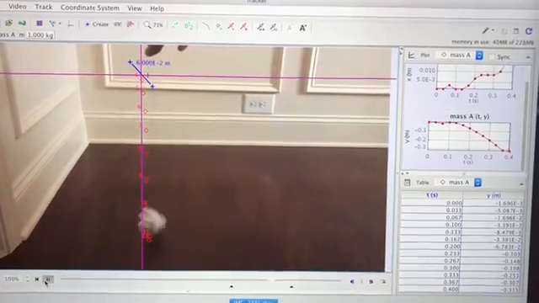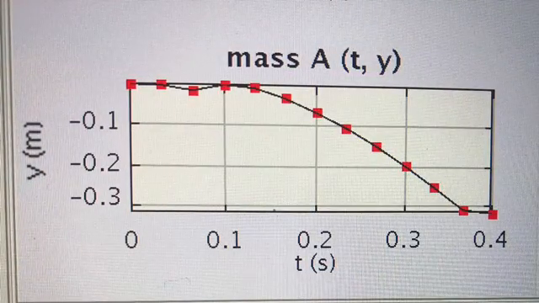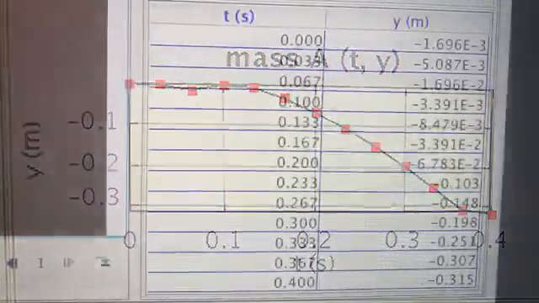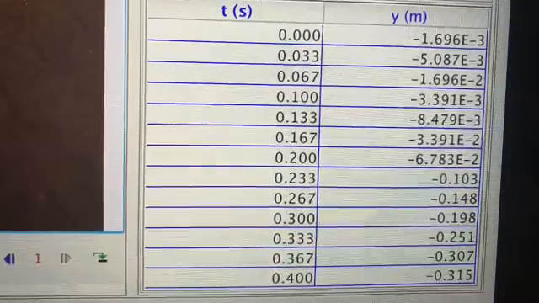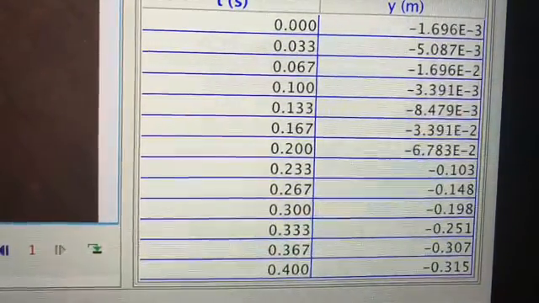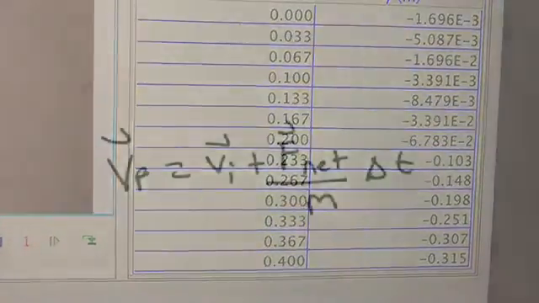Here we'll take a closer look at the tracker analysis of the falling object. The origin is set at the initial position of the paper ball, and the axes are set so that the paper ball falls in the negative y direction. The graph indicates to us that the velocity of the ball is changing in a non-constant manner, which means that both an acceleration and a net force are present.